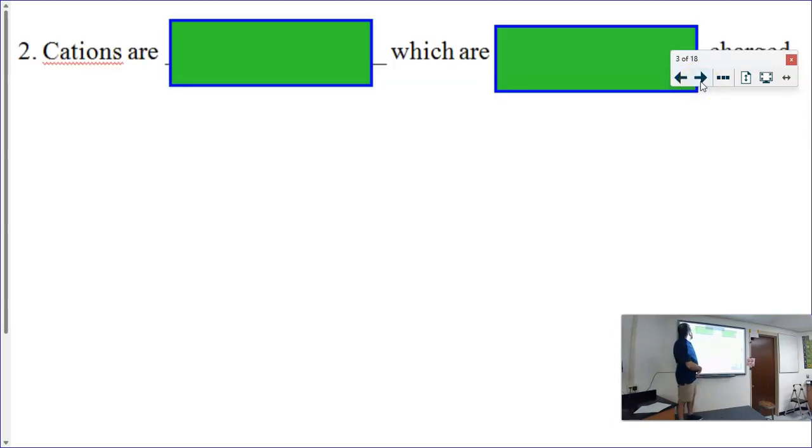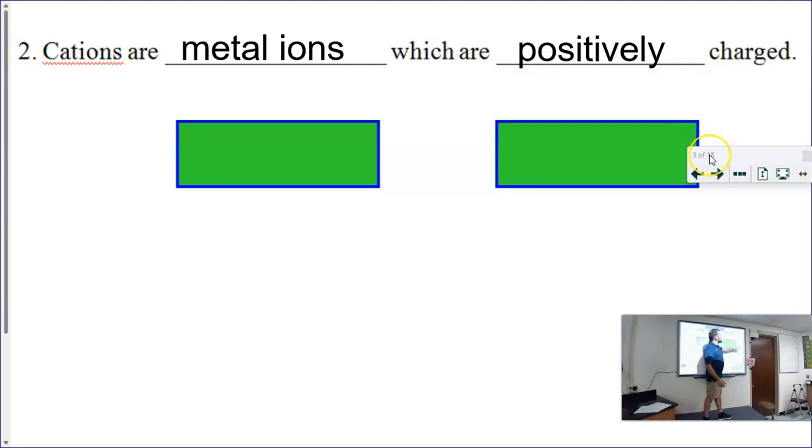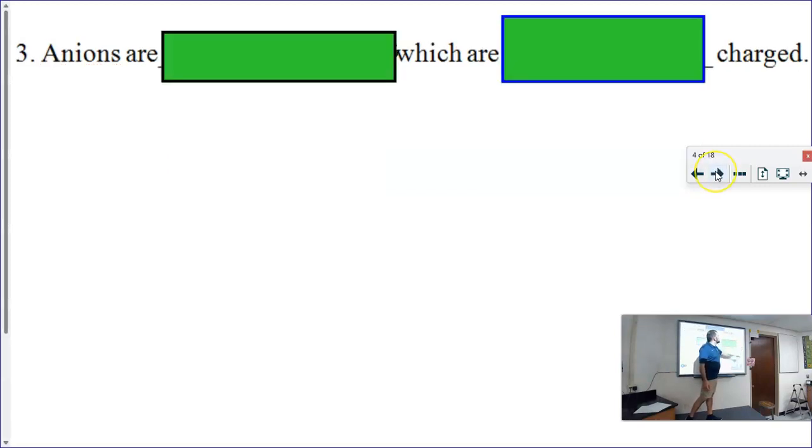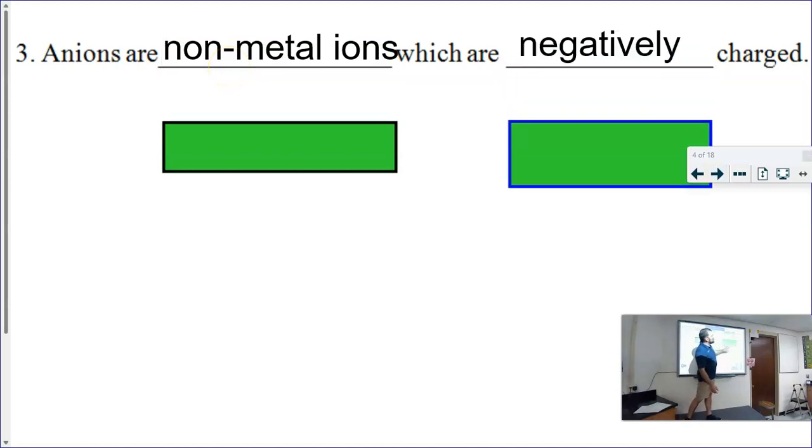Number 2, cations are metal ions, which are positively charged. All of our cations are going to come from the left side of our periodic table. Remember, there is that stair step over on the right-hand side, and that's our dividing line. Anything left is metal, anything to the right of that is not metal. And our metals are going to be positively charged. On the other side, anions are nonmetals, and they're going to be negatively charged.